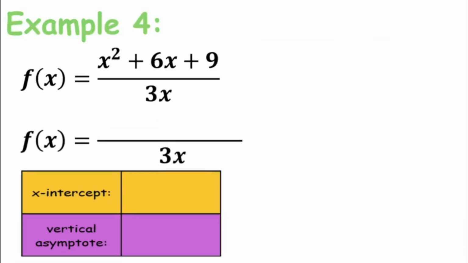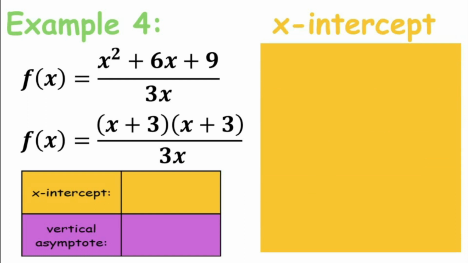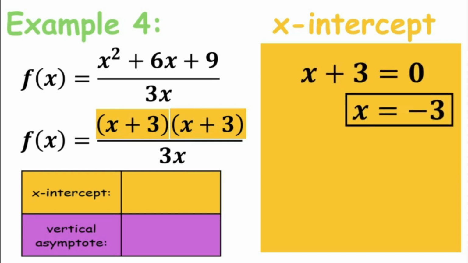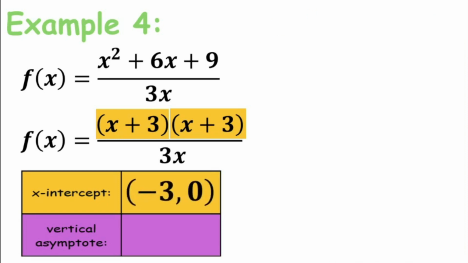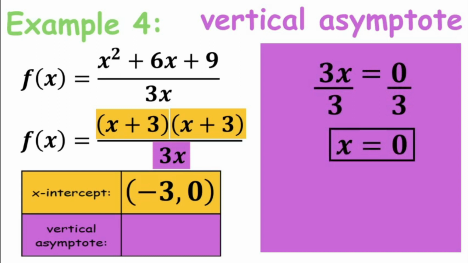Example 4. The factored form of the numerator is x plus 3 times x plus 3. Since the factors of the numerator are identical, we only have one x-intercept. x plus 3 is equal to 0. Transpose positive 3, we have x is equal to negative 3. The x-intercept is (negative 3, 0). For the vertical asymptote, we equate 3x to 0. Divide both sides by 3, we have x is equal to 0. The vertical asymptote is x is equal to 0, or the y-axis.